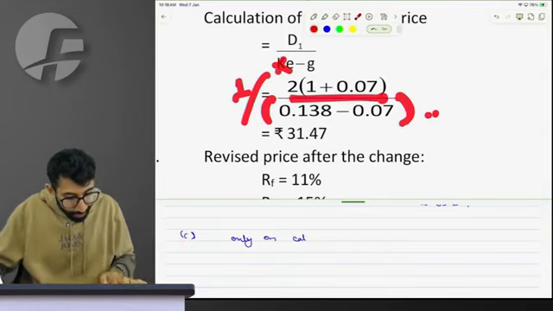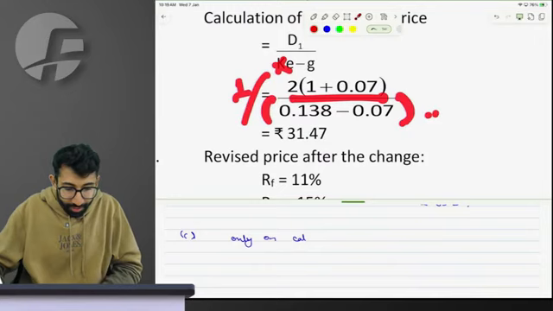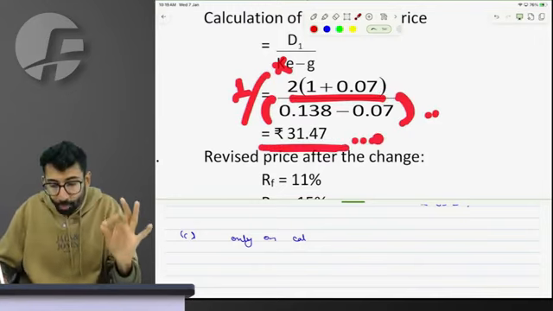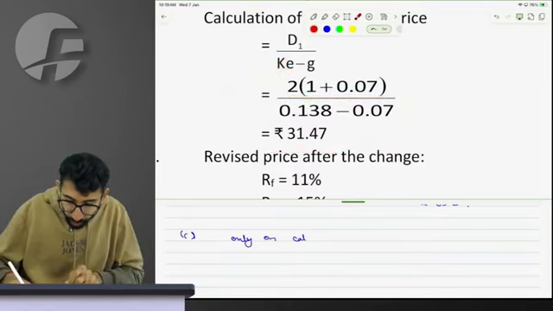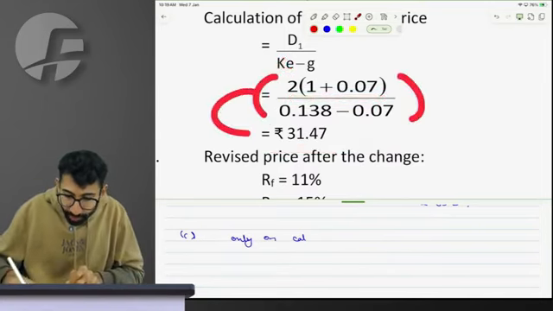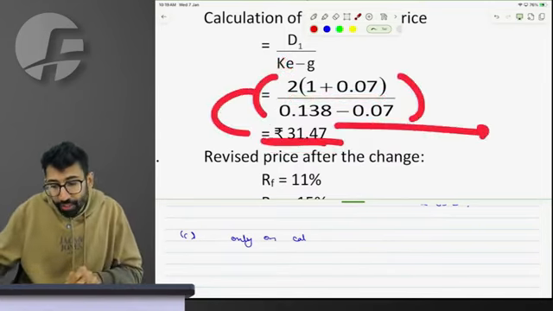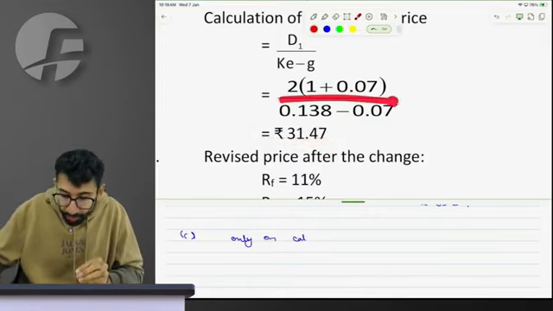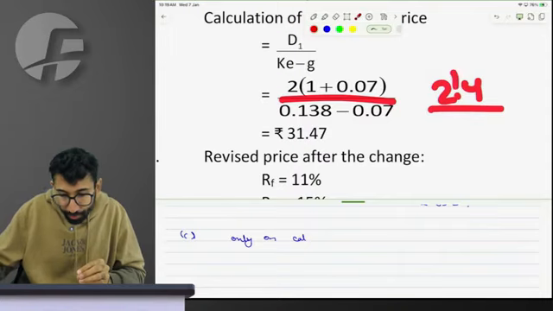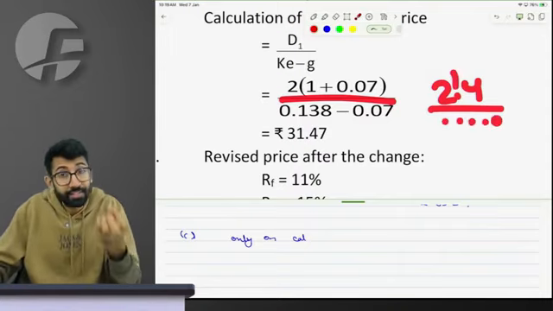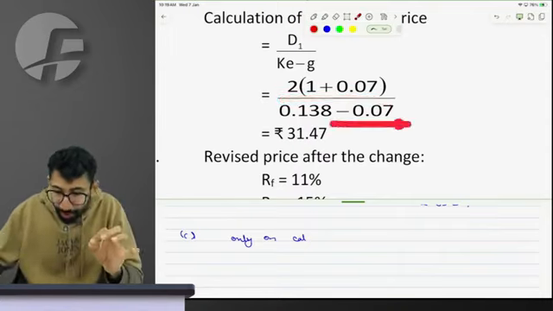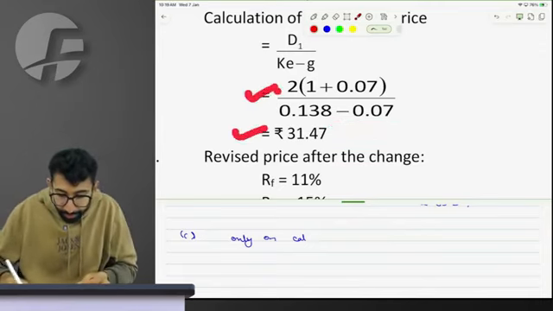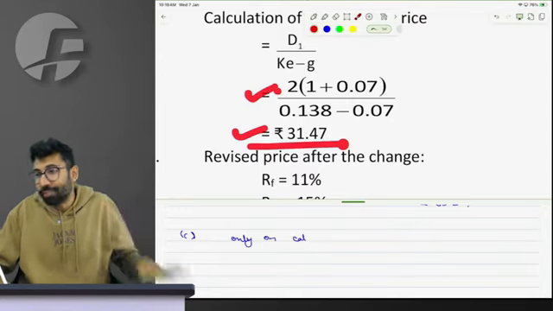So multiplied by 2 multiplied by 1.07 is 331.47 as the answer. Please observe one more particular thing. If you have capabilities to solve it directly on the calci, there is no need to show sub steps. There is no need to first write down 2.14 as the numerator, then 0.06 as the denominator. No. Examiner will not allot you marks for the sub steps. Right from here to directly here, examiner is going to give you marks.